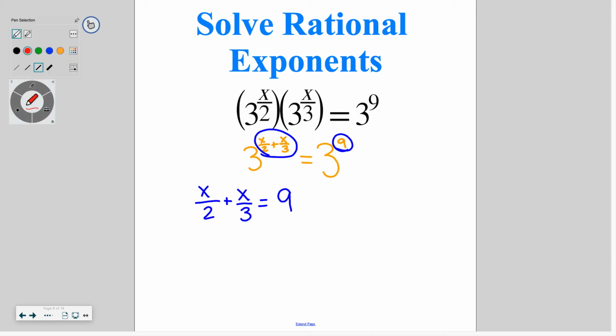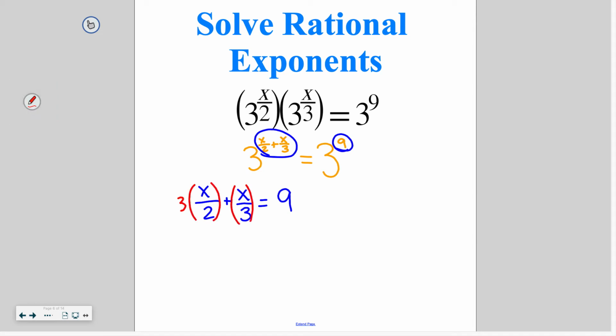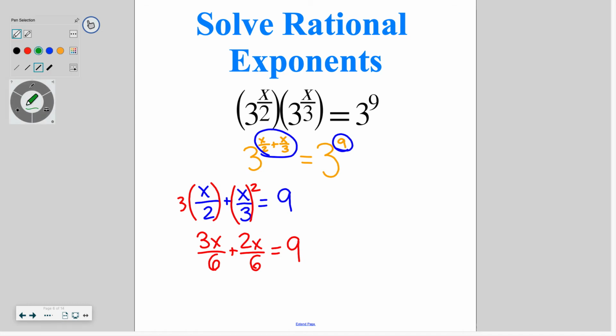In order to get a common denominator between 2 and 3, our answer is going to be 6. So this first fraction needs to be multiplied by 3. Second fraction needs to be multiplied by 2. So I end up with 3x over 6 plus 2x over 6 is equal to 9. Then because they have a common denominator, I can actually add those up. So that's going to give me 5x over 6 is equal to 9.